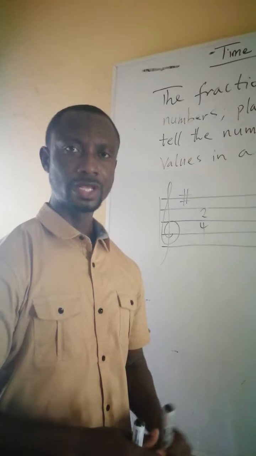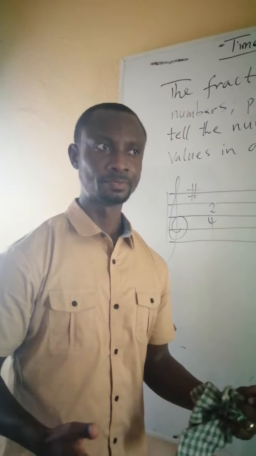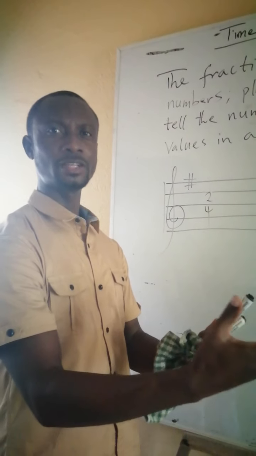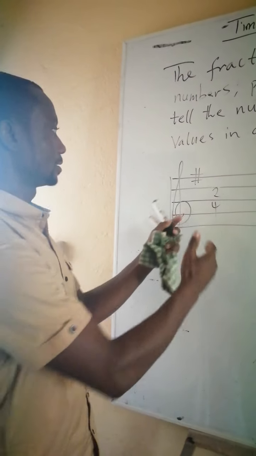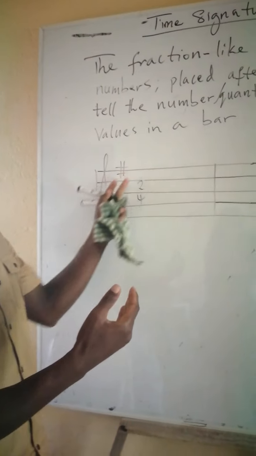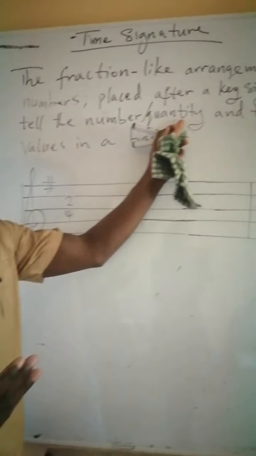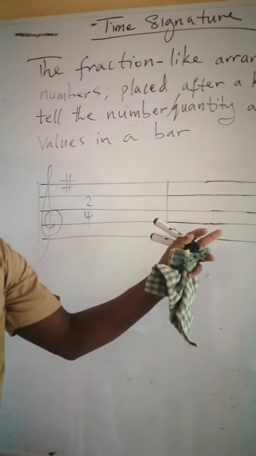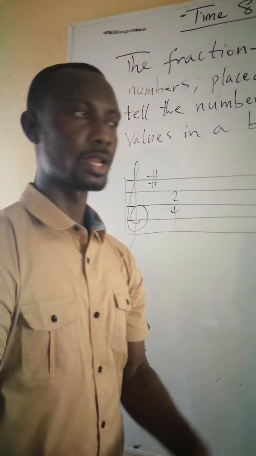I would like us to treat time signature. All right, so what is time signature? Time signature is a fraction-like arrangement of numbers that are placed after a given key signature to tell the number or quantity and type of note values in a bar. The definition looks long, but I'll break it down.